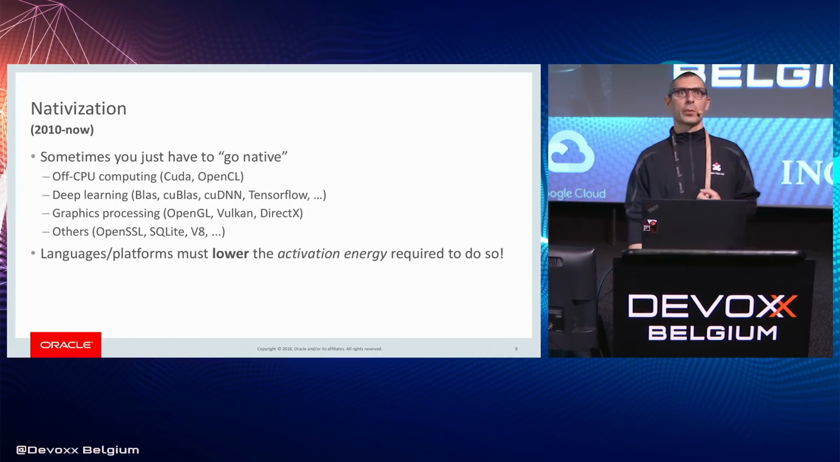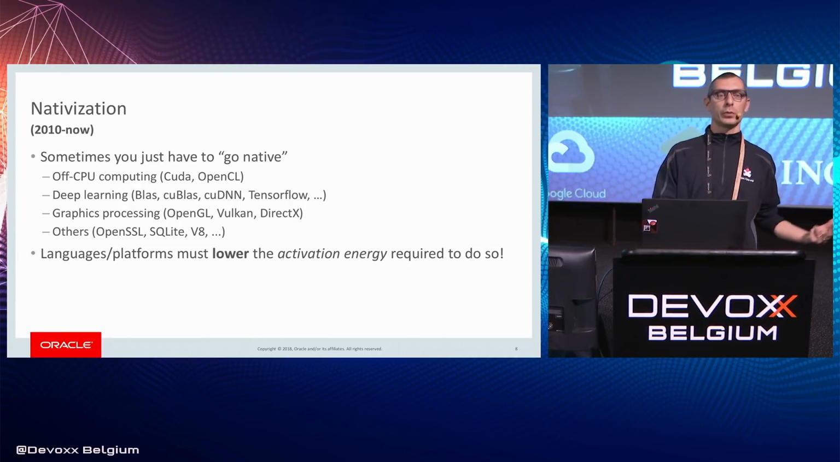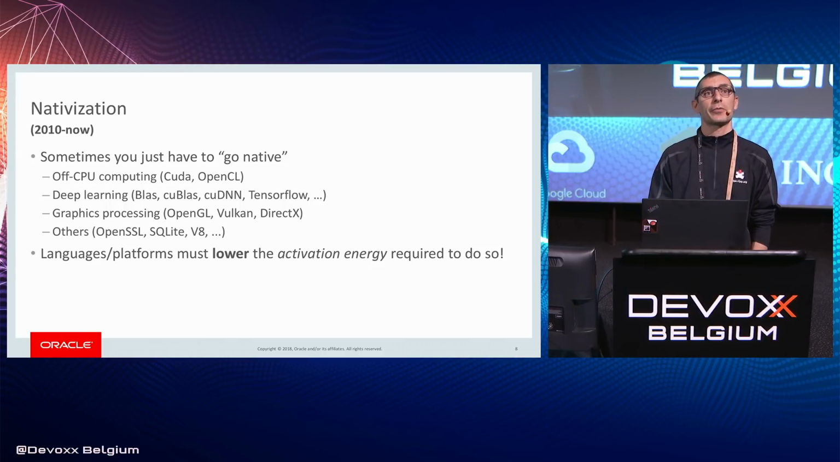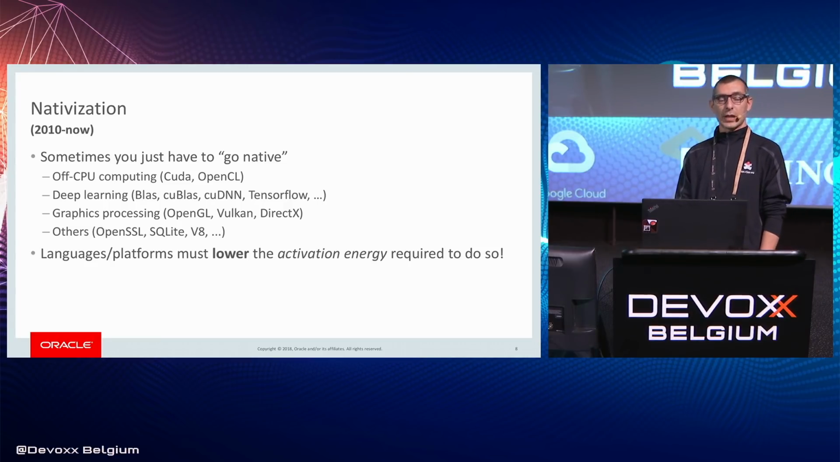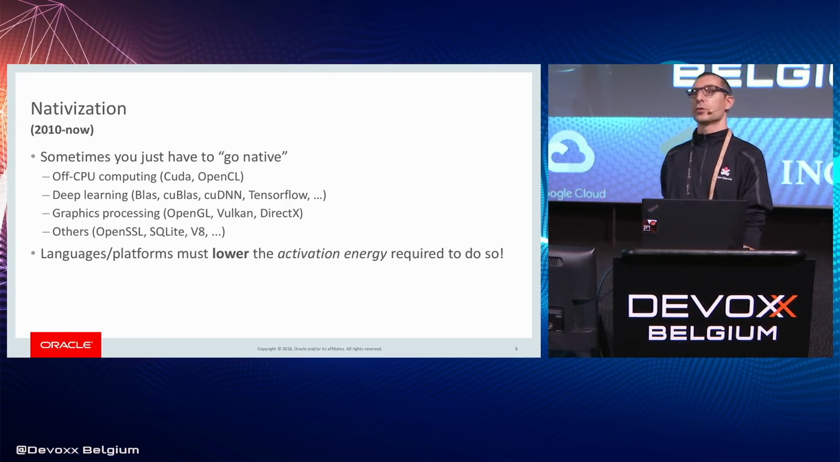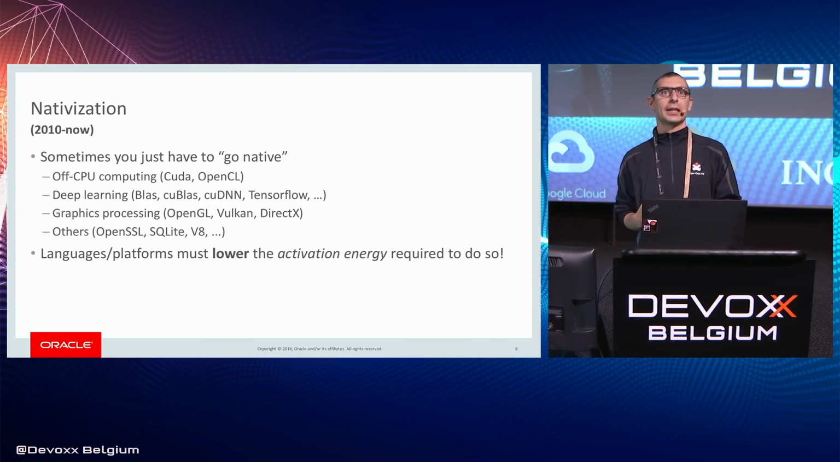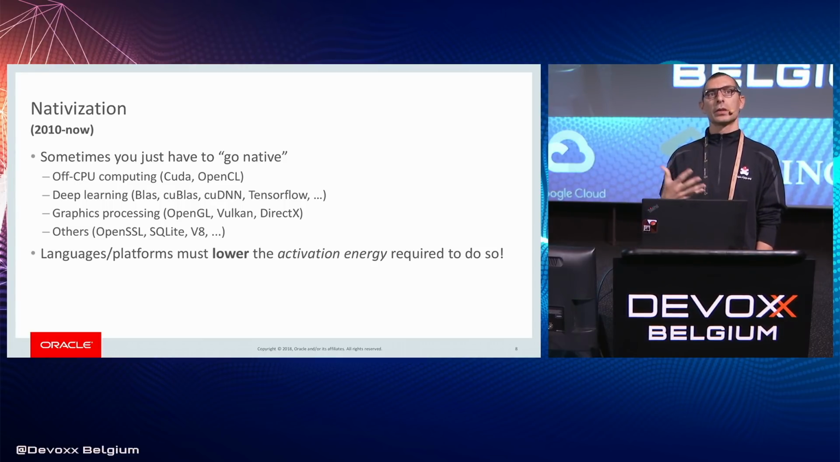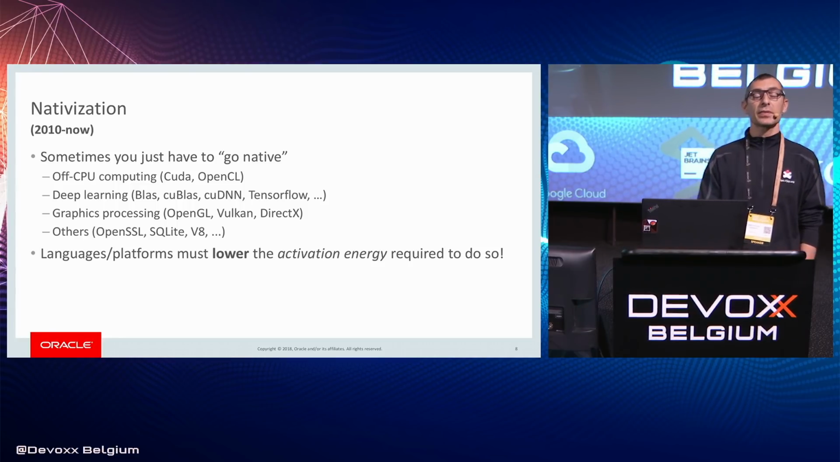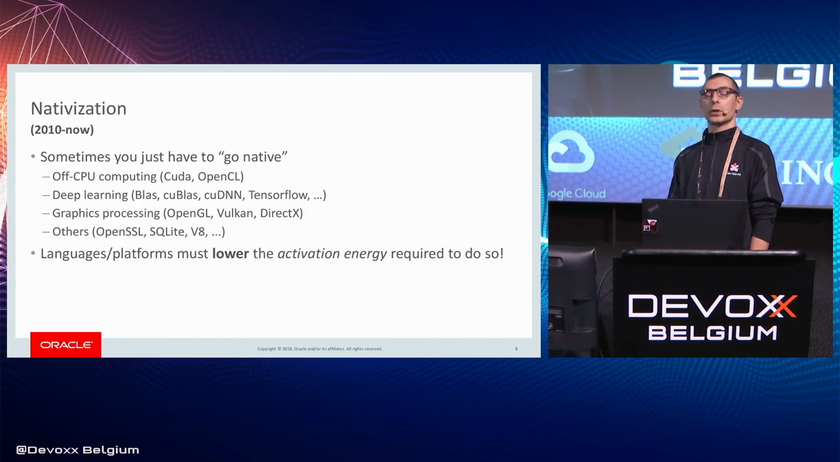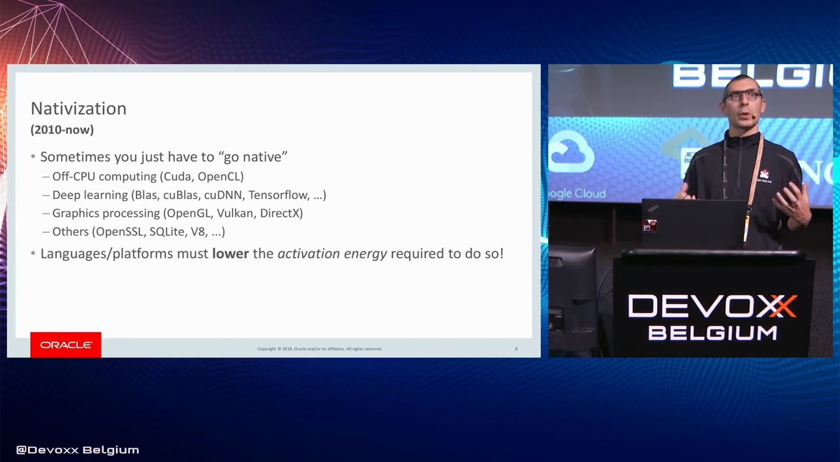Maybe you want to do some off-CPU computing. Maybe you want to do deep learning. Maybe you want to use a graphic library, and graphic libraries are all native. Or maybe you just want to use a popular open source library, such as OpenSSL, which in many cases is used as a replacement of the SSL library provided by the JDK. In all these cases, you need to access some native library. And the best thing that a platform and a language can do in those cases is really to try to lower the activation energy that allows people to access native libraries.